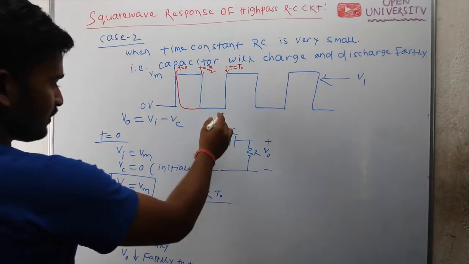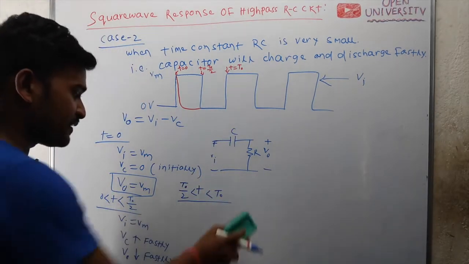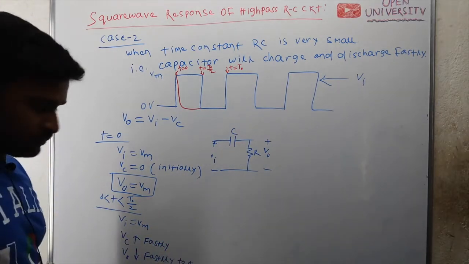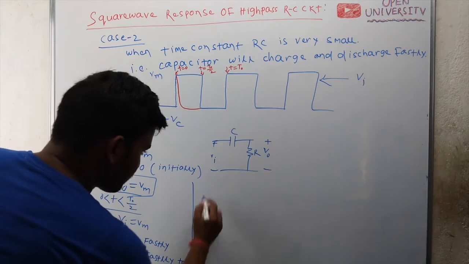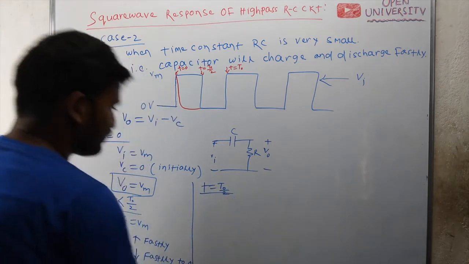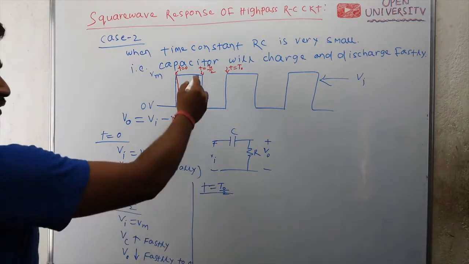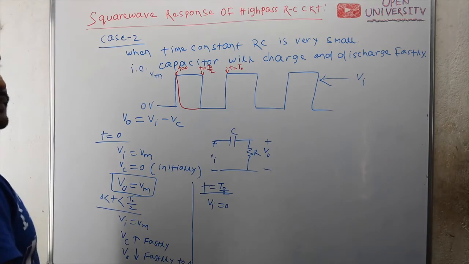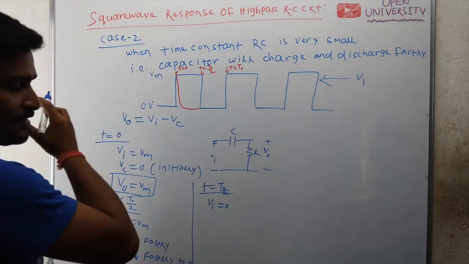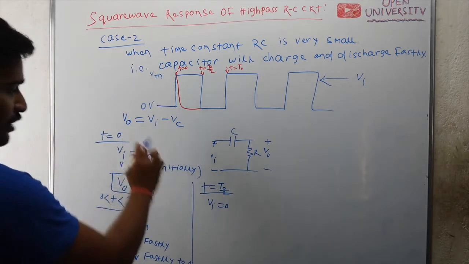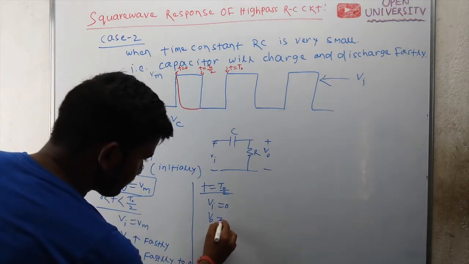In this interval, let's understand first what is happening at t equal to t naught by 2. At t naught by 2, input voltage is 0. At this point, input voltage is 0. If input voltage is 0, then output voltage will be minus Vc.